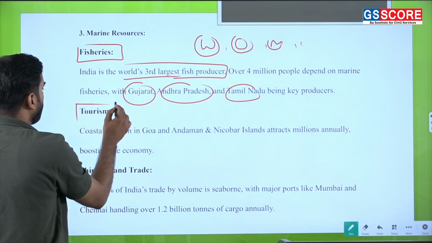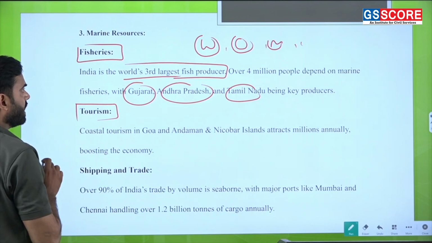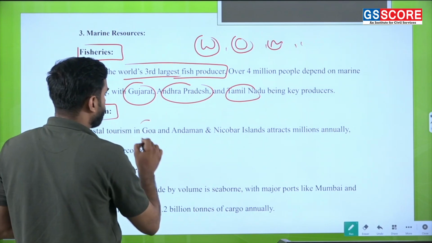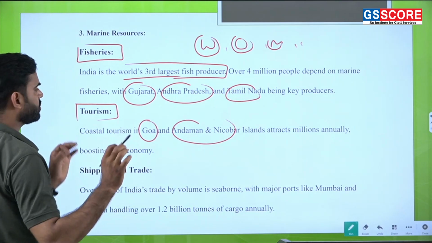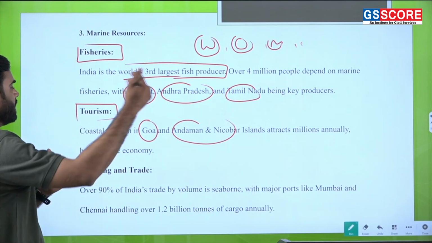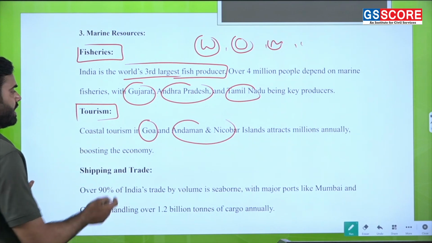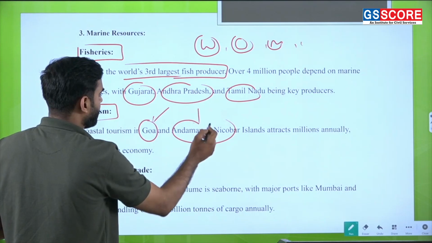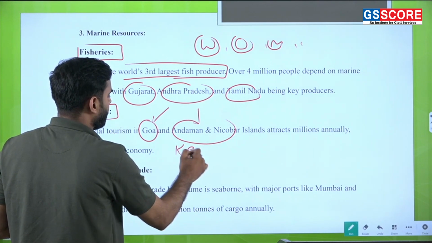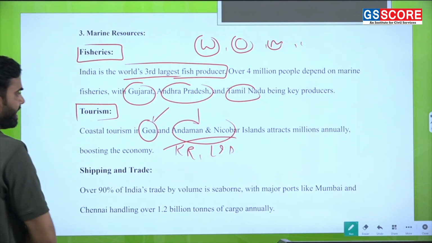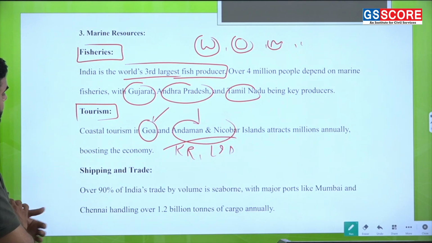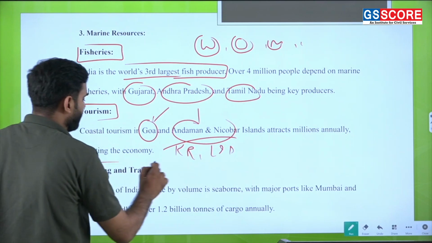Now I discussed the tourism. As we know that marine resources means Goa and Andaman Nicobar Islands attract millions of people annually, boosting the economy. There is no doubt. I choose Goa and Andaman Nicobar. You can choose Kerala and Lakshadweep. These are the prominent sites. Another important thing I mentioned, shipping and trade.